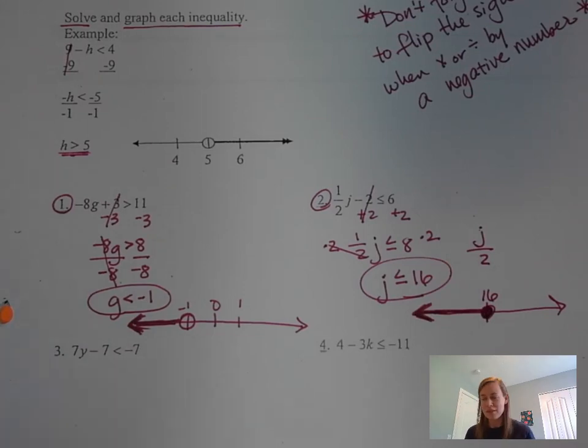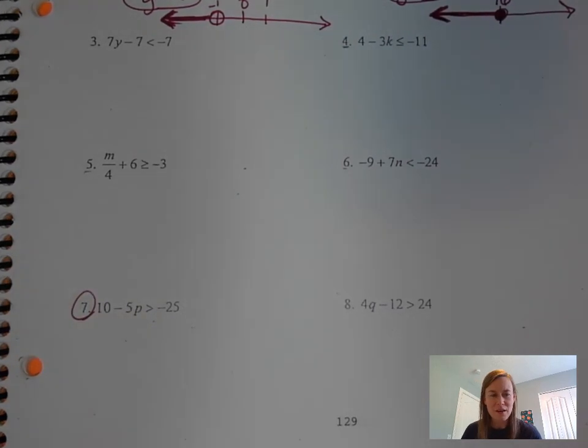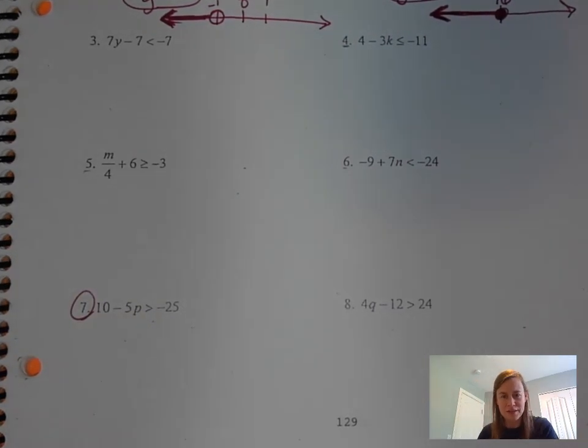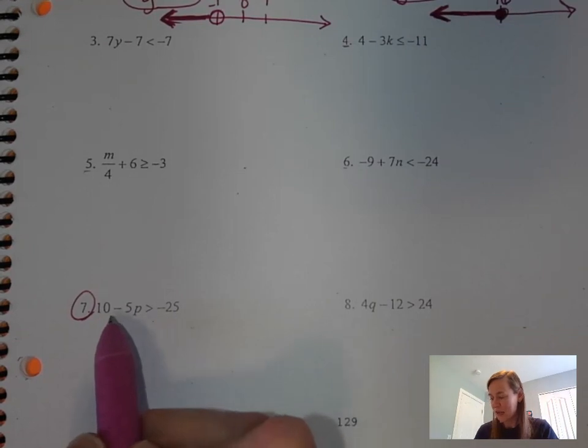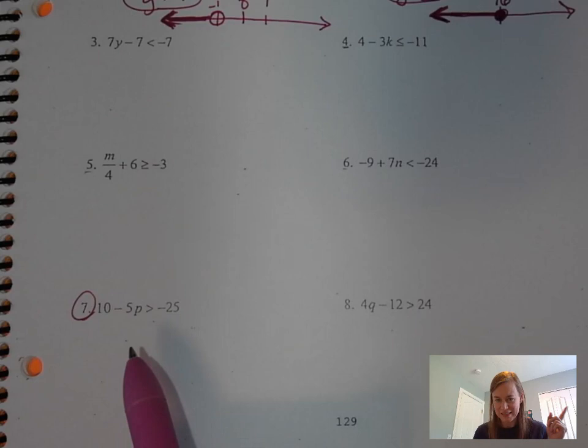Okay, let's go to number 7. There's number 7. If you want to pause the video and try this on your own, that would be awesome. If you want to do that, go ahead and pause it now. Okay, it looks like we need to get rid of the 10 and the -5. What should we get rid of first? Let's get rid of that 10 first.